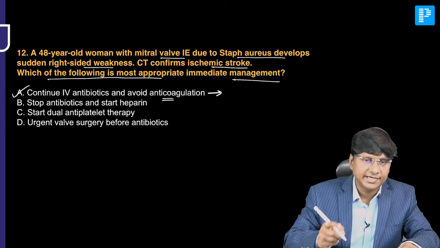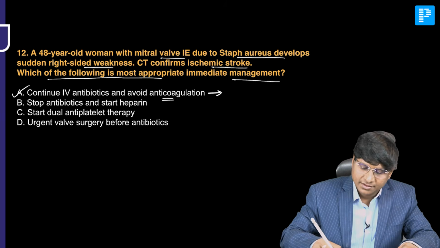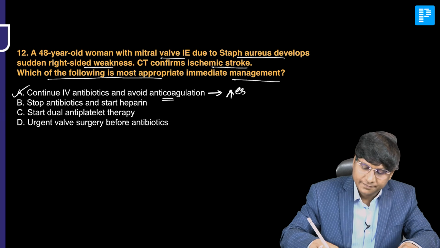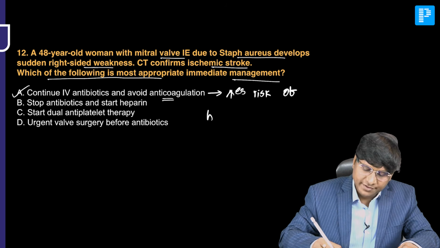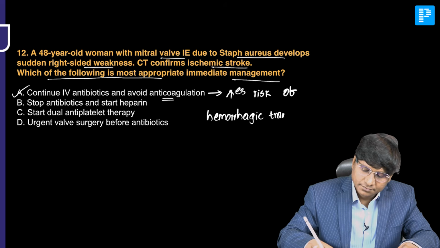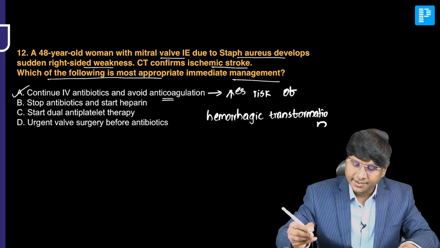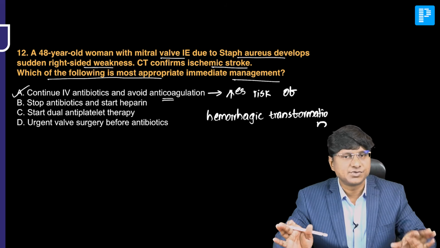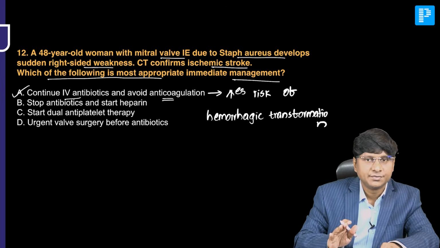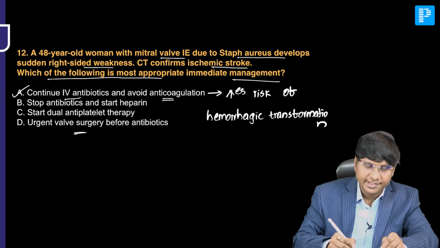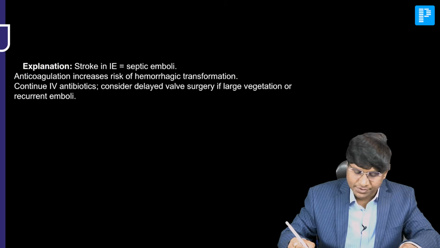Because anticoagulation increases the risk of hemorrhagic transformation. So that is the reason why you should avoid anticoagulants. But antibiotics, you have to continue, right? And what about considering the surgery and all? If you see the other options, right?